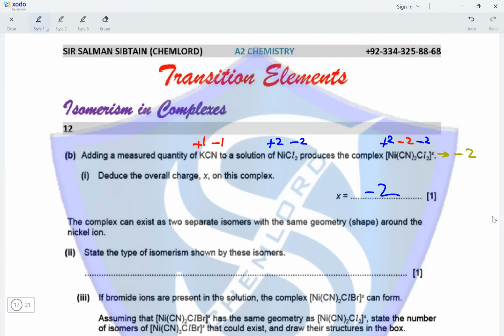The complex can exist as two separate isomers with the same geometry around the nickel ion. So we've got two CN ligands and two Cl ligands. If they can form isomers, that means the type of complex is a square planar complex. State the type of isomerism shown by these isomers. So in square planar complexes, the type of isomerism shown is cis-trans, which is also called geometric isomerism or geometrical isomerism.